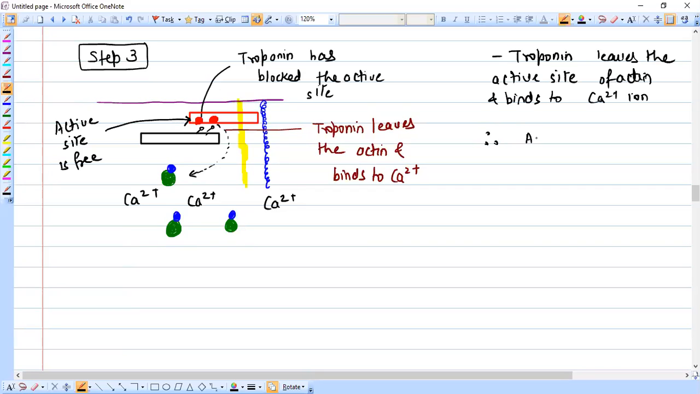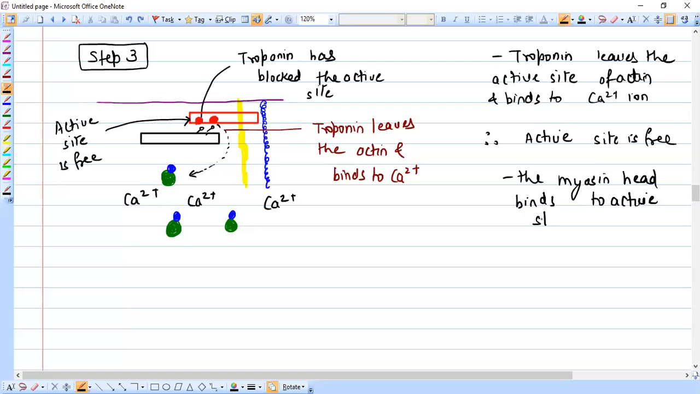Therefore, the active site is free. Now, since the active site is free, what will happen? The myosin head binds to the active site. This is the very important step taking place in cross bridge formation.